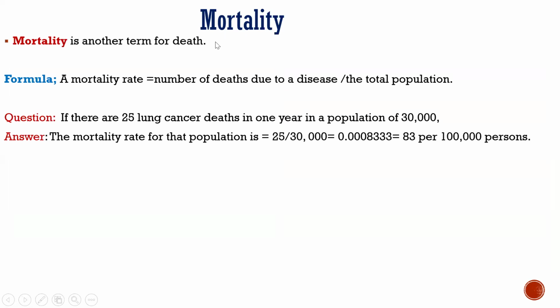So let's take a look at mortality. Anytime you hear mortality, you're talking of death. Mortality is talking of death rate, just like maternal mortality rate, which is the number of women that die due to childbirth. It also has a formula for calculating it. Mortality rate is equal to the number of deaths due to a disease over the total population of that target population.